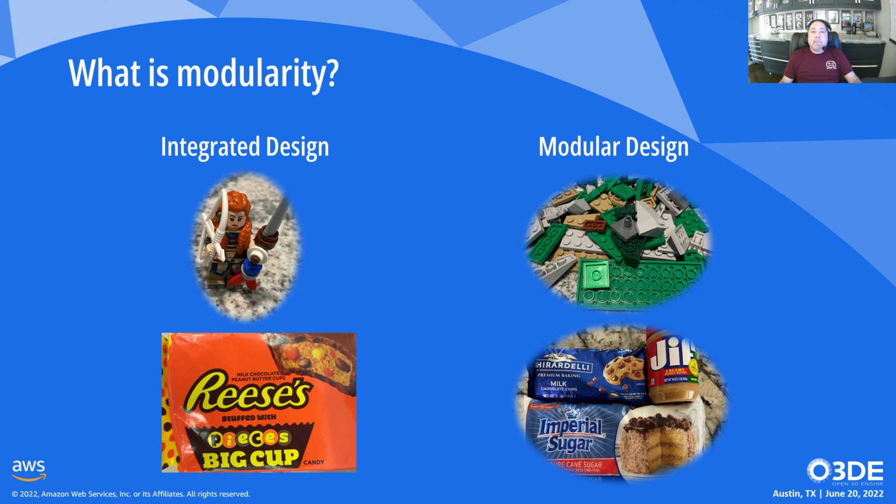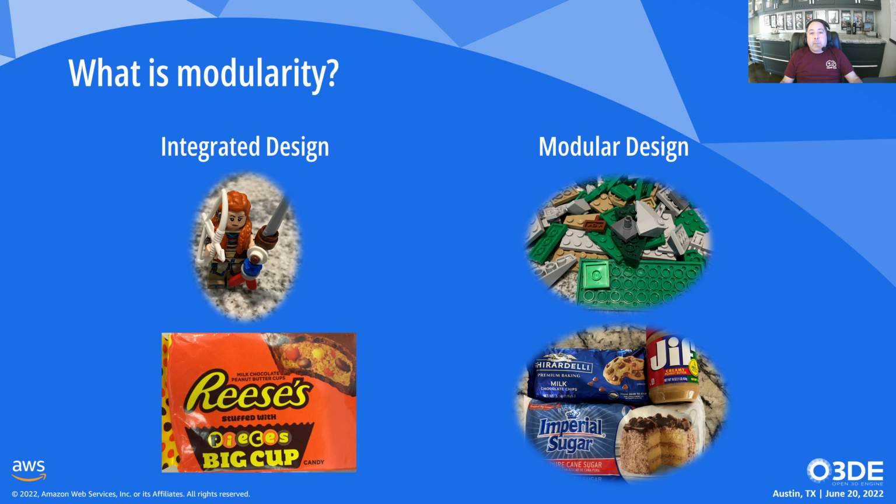For example, a Lego minifig is an example of integrated design. Even though it's made out of pieces, everything from the hair to the outfit is typically very specialized and designed to produce one specific character. A Reese's Pieces Big Cup is also specialized. It's a specific combination of chocolate filled with peanut butter, filled with candies containing chocolate that contain more peanut butter.